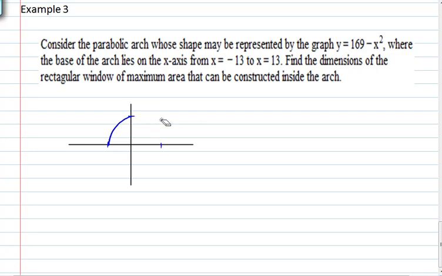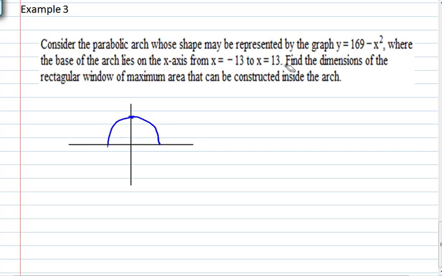That does not look symmetric. Isn't it though? Okay, we're going to pretend that this is it.